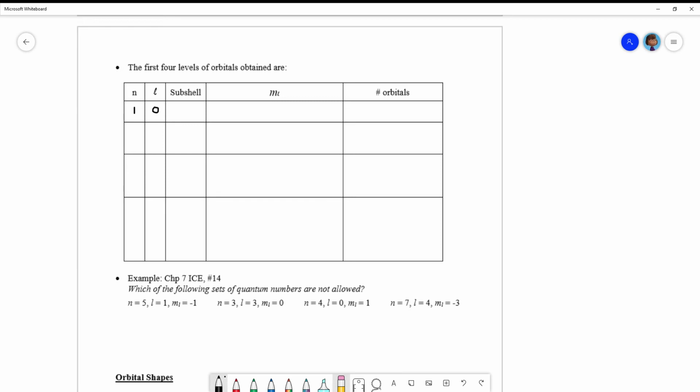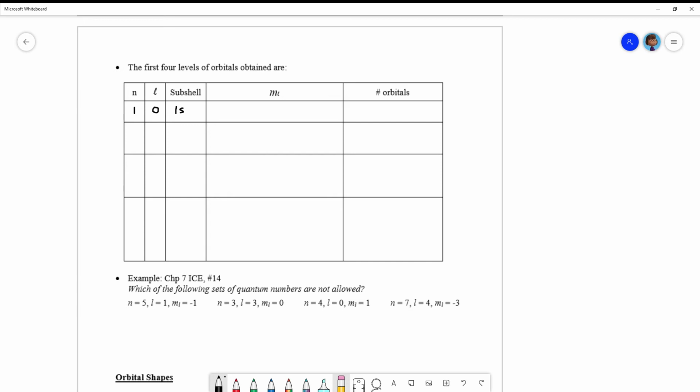Now, when L is equal to 0, well, what kind of subshell are we talking about? Well, it's a 1s subshell. So what did I do here? I used the 0 for L to get the S letter designation, and the 1 comes from the value of n, so it's the 1s subshell.